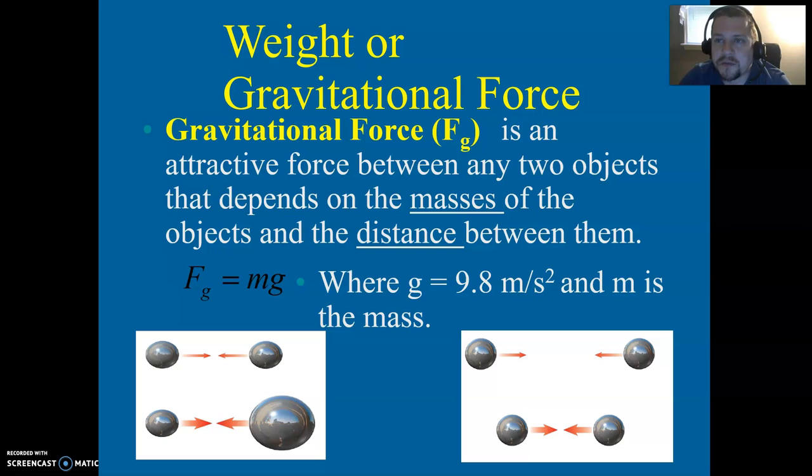So the equation for weight, or Fg, is Fg, that's the weight, equals your mass times g, which is 9.8. So that'll be something that is always happening on every object. You'll always have that weight force pulling downwards on an object.